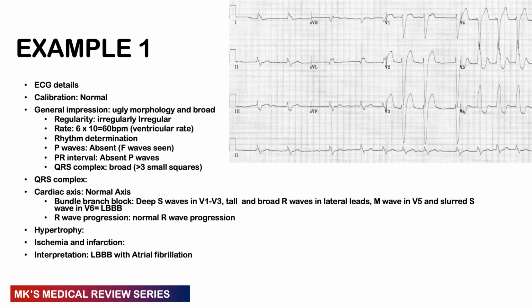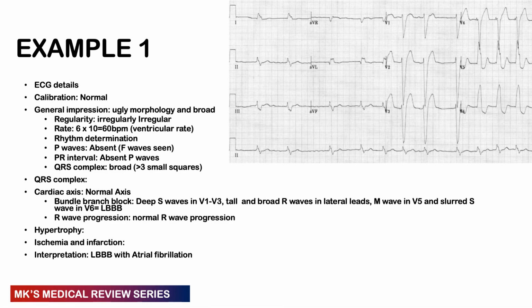So remember in our steps, step 1 is of course your ECG details. Of course, we don't have ECG details here. We don't have the patient name, when this ECG was done, the file number, and the date and place where this ECG was done. The calibration is standard, it's normal. So 1 box wide, 2 boxes tall, so that's standard calibration.